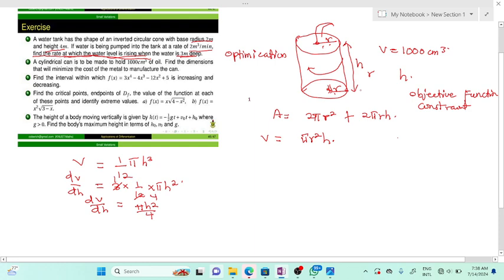Simplifying this, you realize that this pi will cancel this pi, r will cancel one of the r's, and I'll get one r here. This will go. So my objective function A simply becomes 2 pi r squared plus 2000 over r. As simple as that. So let me clean this side.